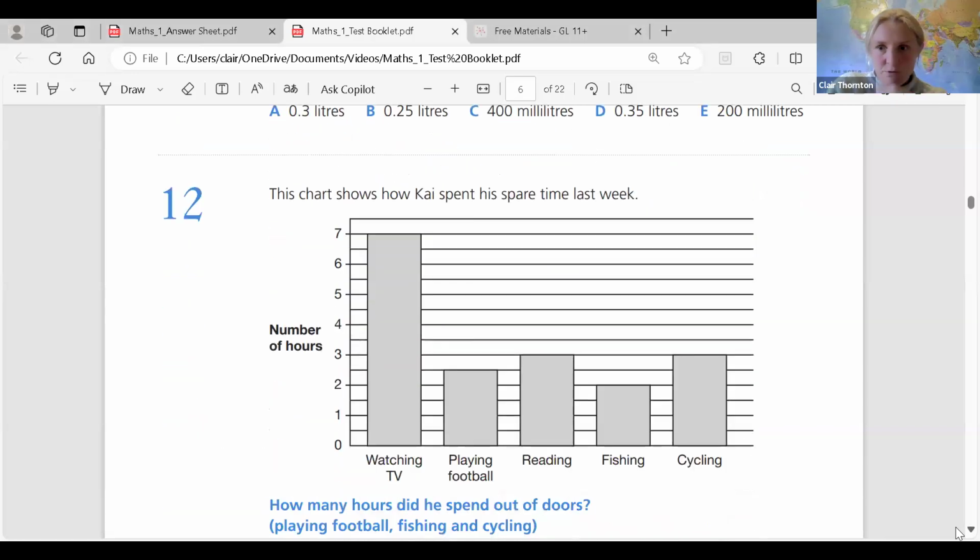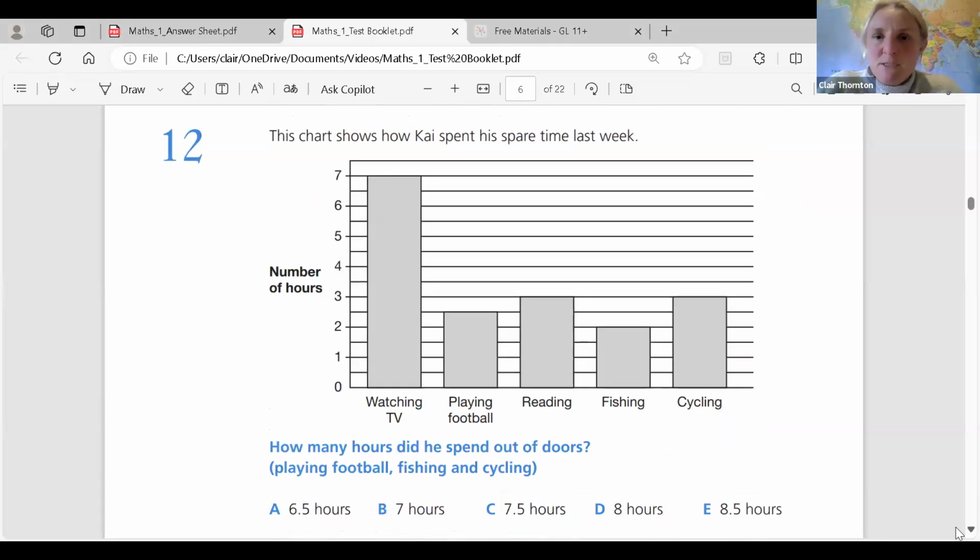So if we look at question 12, this chart shows how Kai spent his spare time last week. How many hours did he spend out of doors? Now, out of doors is the important bit here. And if we're not sure what the out of doors ones would be, it even tells you. So there's no reason why we can't work out what they are.